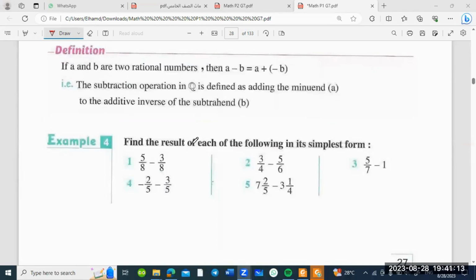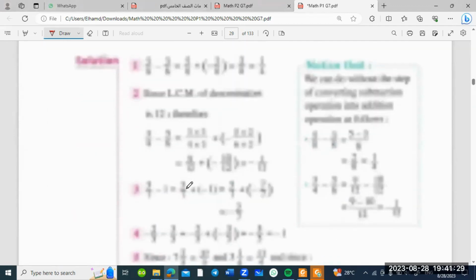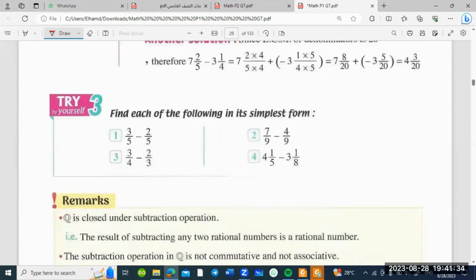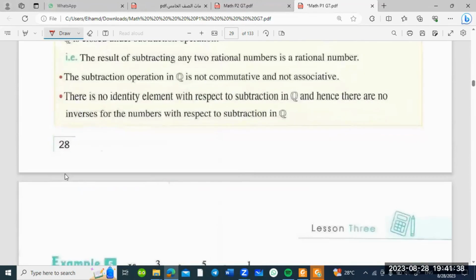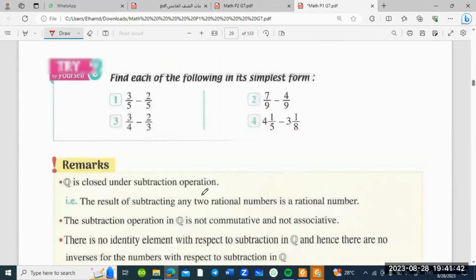Okay. Do you have any problem in subtraction? Of course, in subtraction, you can't do commutative. You can't do associative. There is no additive inverse. That's it. So let's do subtraction. Go down with me to try by yourself number 3. Please, this is page 28. This is the end of the list.